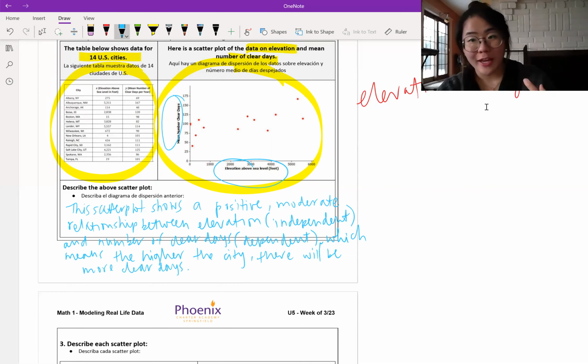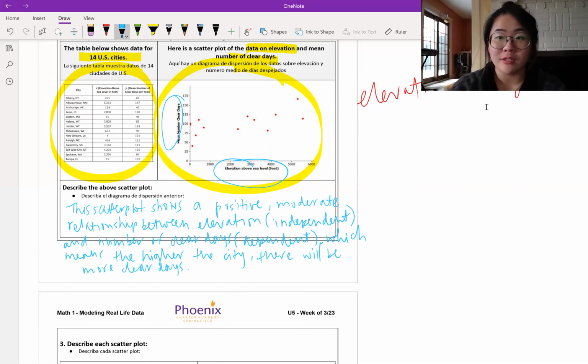I know this is a lot of writing, but I want you to make sure that you are able to write and explain these kinds of graphs, because one, it's going to be really important in any STEM-related career that you pick, and it's also really important for your MCAS. Being able to explain graphs and read graphs is probably one of the most important skills you can get out of a math class.